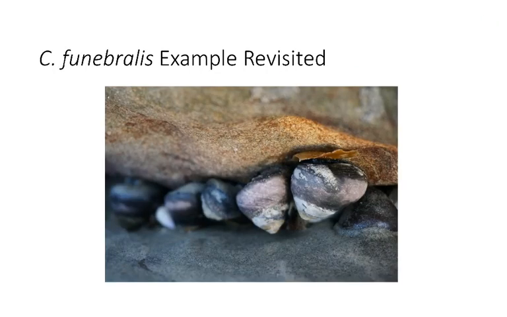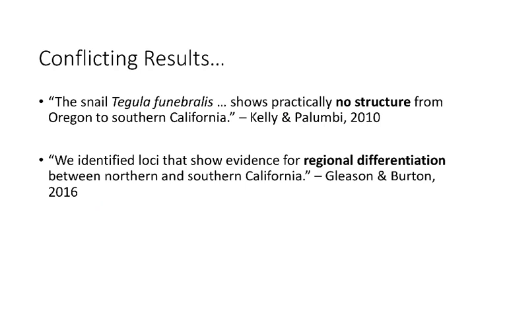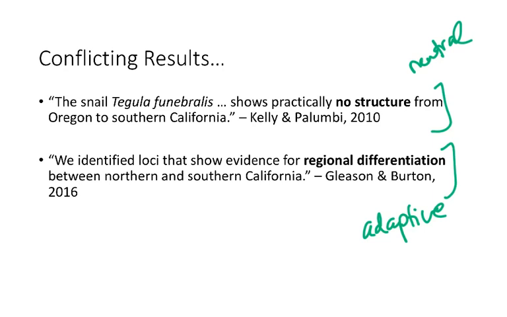So if we think back to the example we started this module with, where we had two different studies with the intertidal snail, one of them said there were population differences and one said there were not. These two studies were actually done using different markers. The study from 2010 used a neutral marker, and my study from 2016 used adaptive markers. So this is another example of how, based on your research question, it's important to think about whether you want to use a neutral or an adaptive marker.